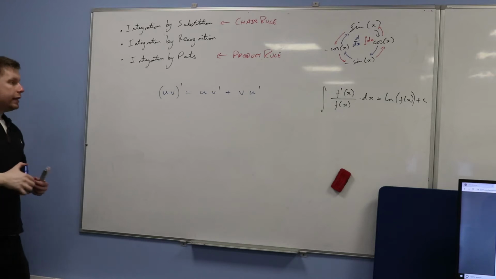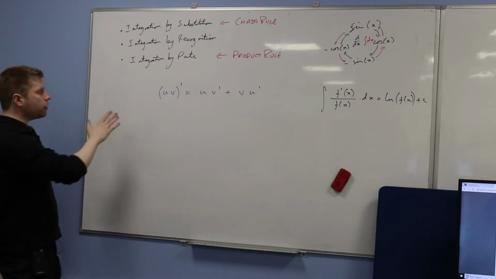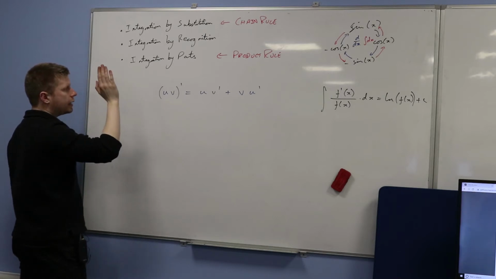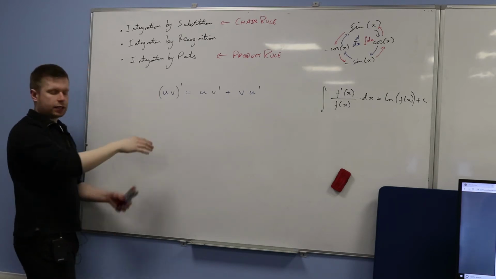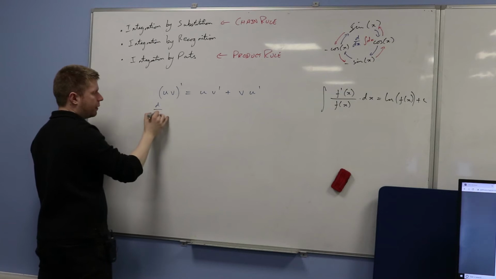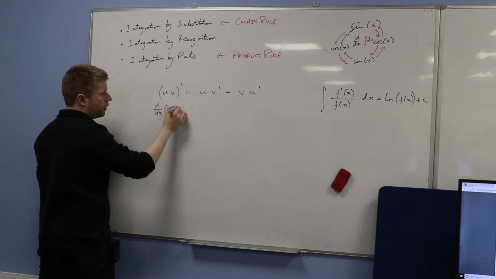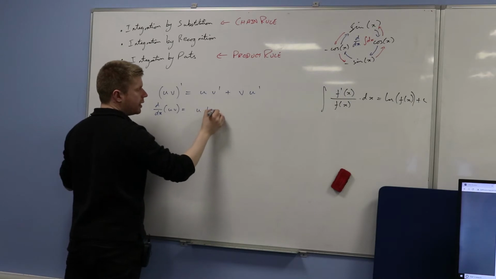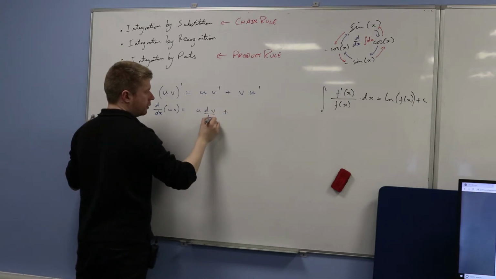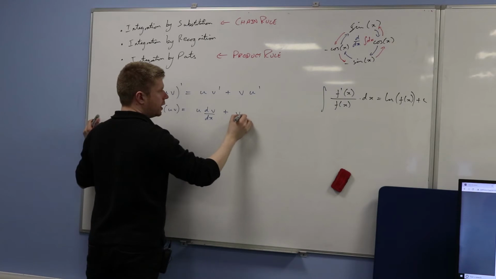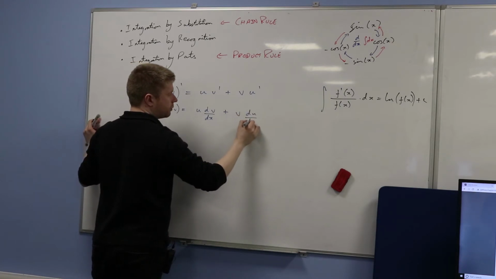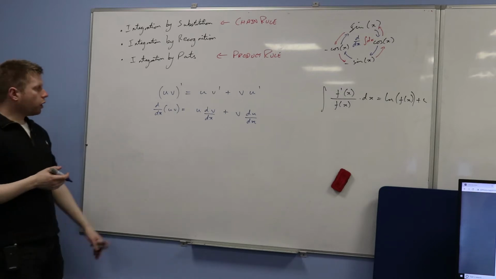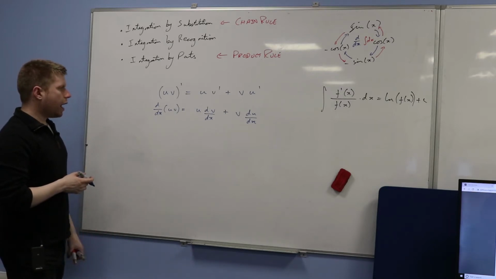Okay. Now, let's have a think about this. I'm going to rewrite it slightly. I'm going to write this as d/dx of uv. Another way of rewriting it. So d/dx of uv should be equal to u multiplied by dv/dx, plus v multiplied by du/dx.